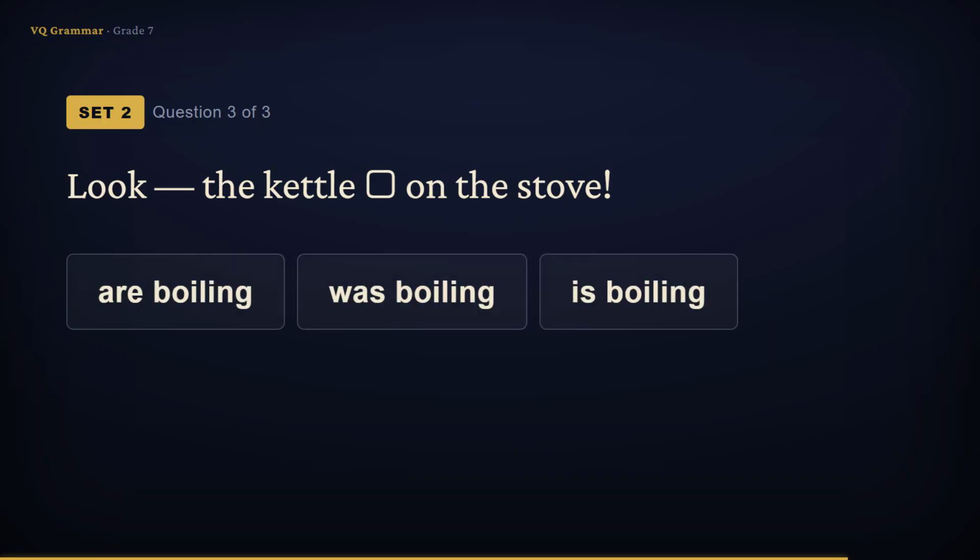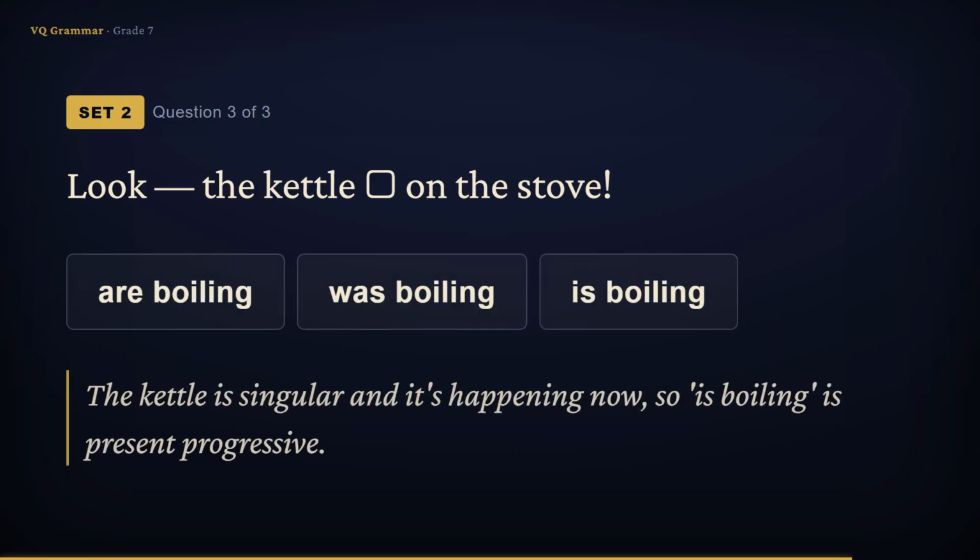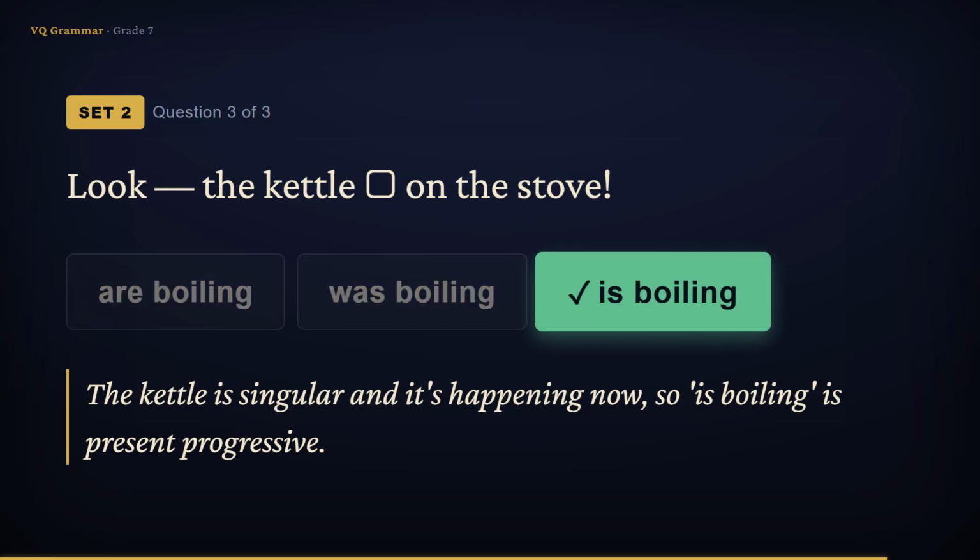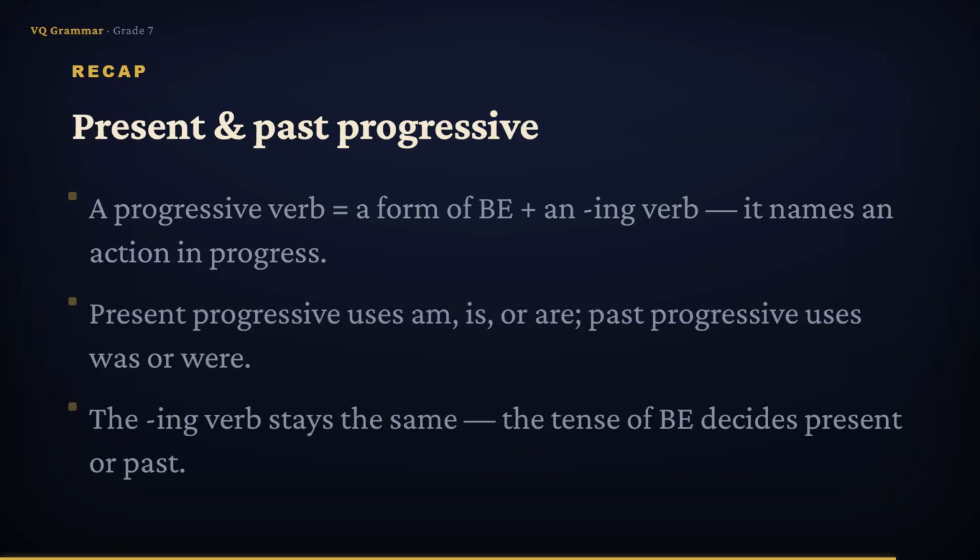Look, the kettle is boiling on the stove. It's happening right now, and the kettle is one thing, singular, so we need is, not are. Is boiling gives us the present progressive. Are boiling doesn't match a single kettle, and was boiling would push it into the past, so the answer is is boiling.